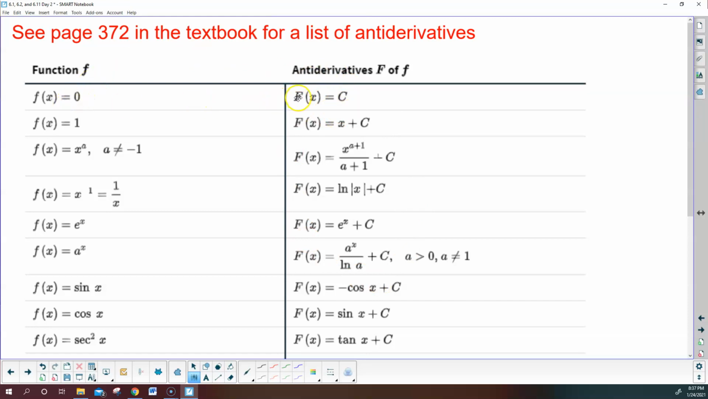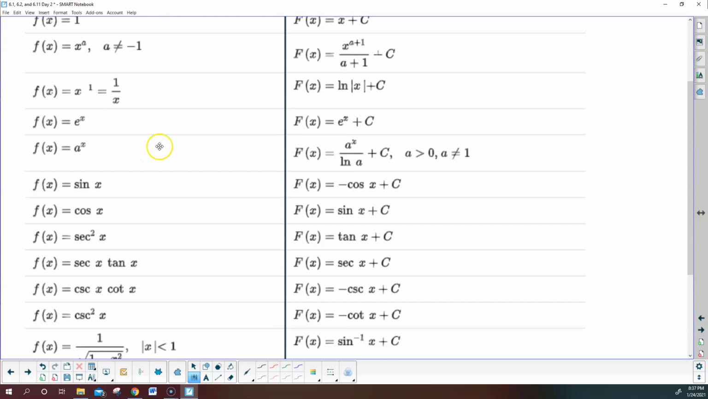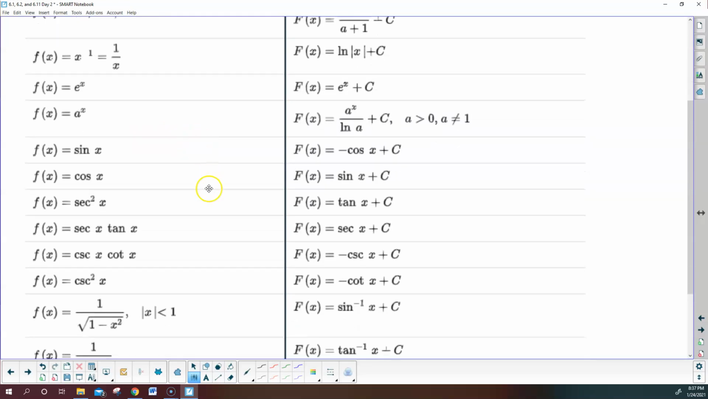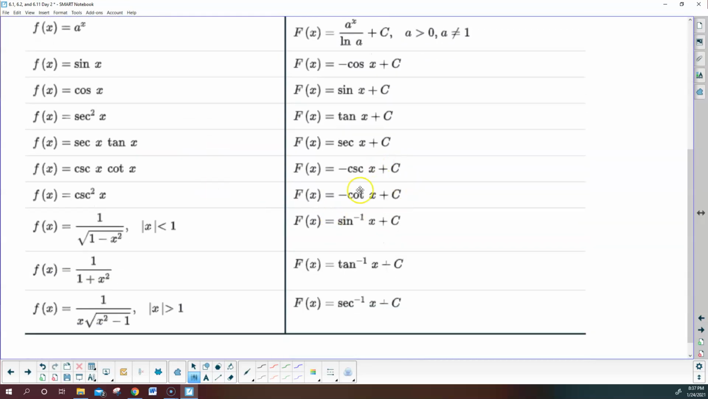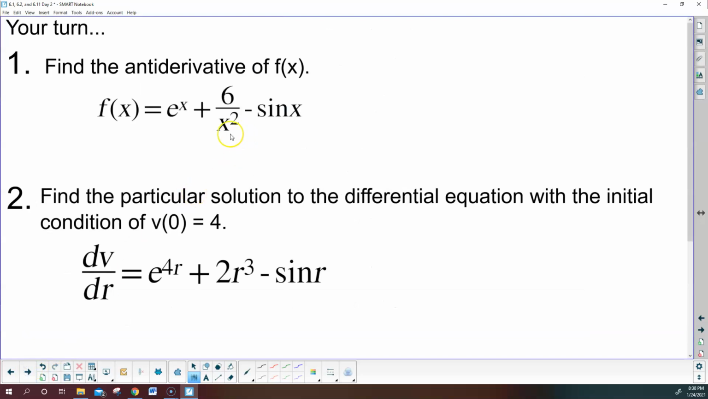And we'll talk a little bit more on Thursday, Friday about lowercase f and capital F. But this is a list of the antiderivatives in case you haven't memorized your derivatives and you're struggling to go backwards. Okay, some of these are trickier. And like I said, we'll go over them when they come up, especially ones like sine inverse. Okay, so check out that page in your textbook. Go ahead and pause the video, and I'd like you to try these 2 problems right now.